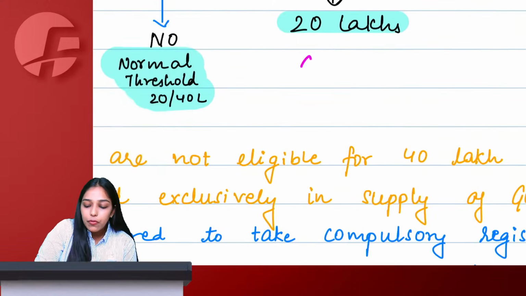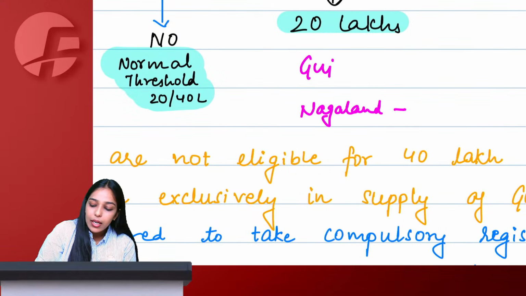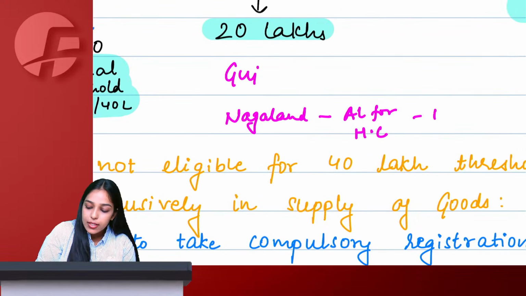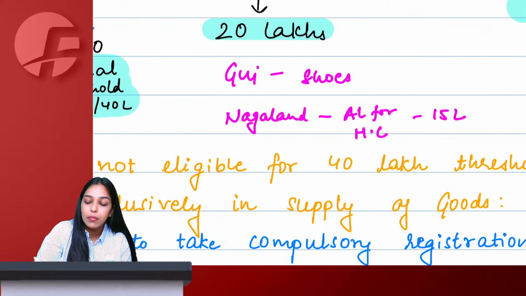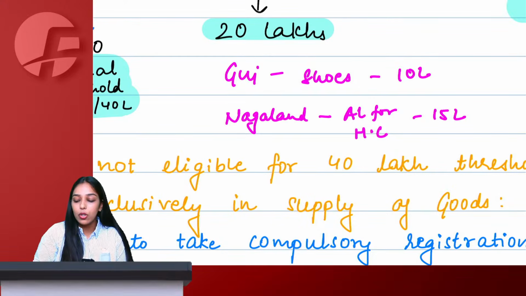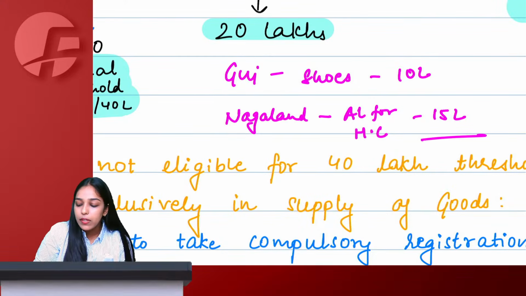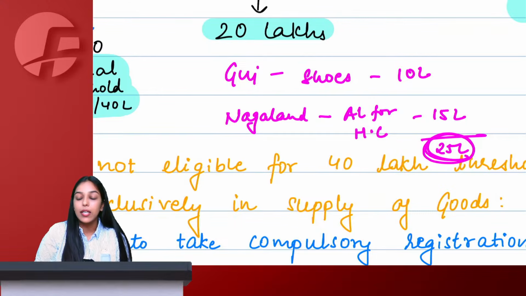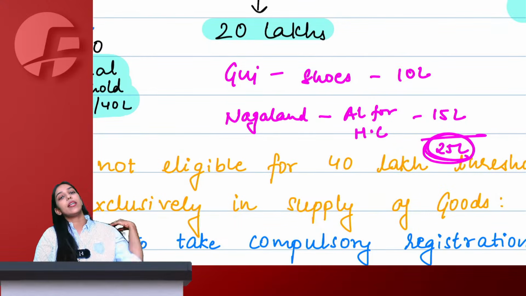But ma'am, no. Let's say I have one shop in Gujarat and one shop in Nagaland. From Nagaland, I am supplying only alcoholic liquor for human consumption, let us say for 15 lakh. And in Gujarat, I am supplying shoes, which are taxable under GST, for, let us say, 10 lakh. What will be my aggregate turnover? My aggregate turnover here will be 10 plus 15, 25 lakh. But I will not be required to take registration.